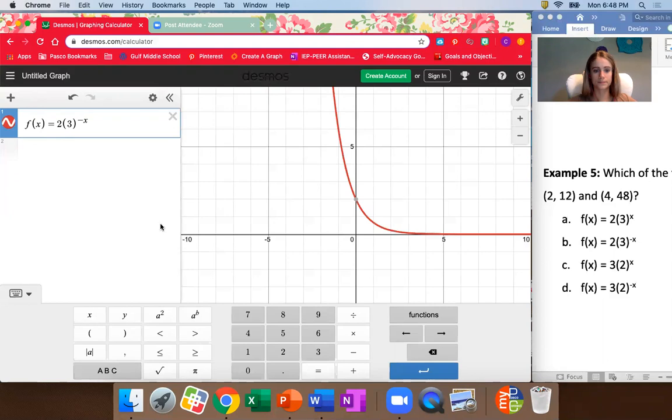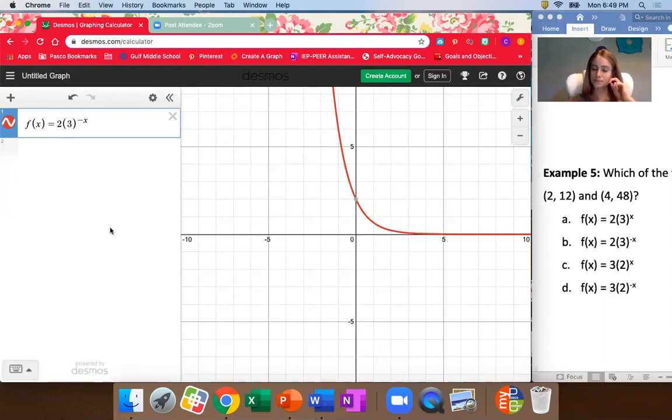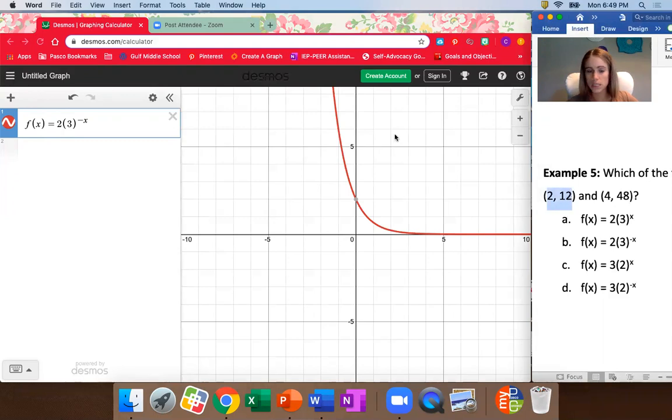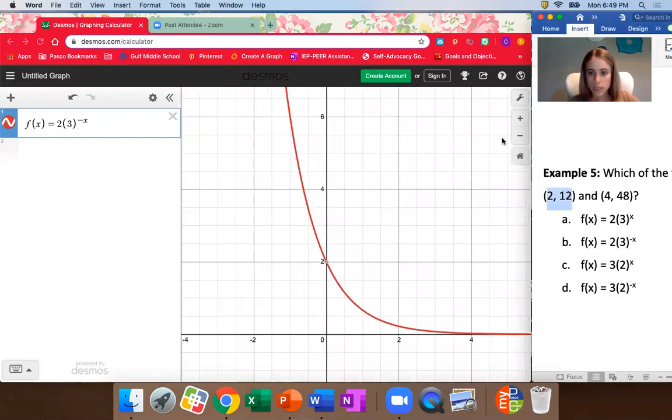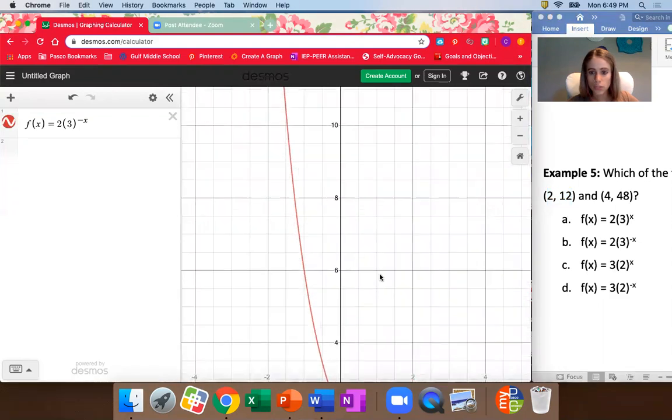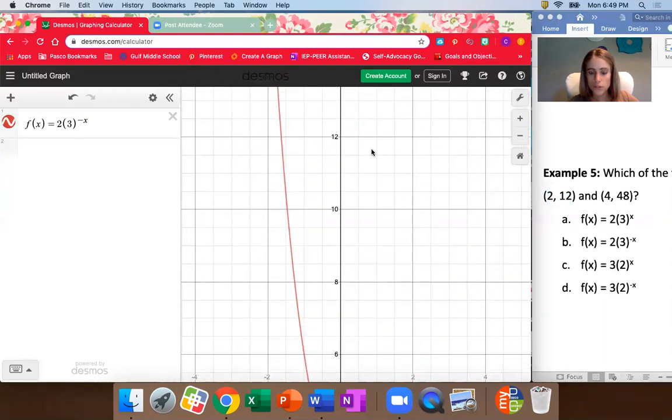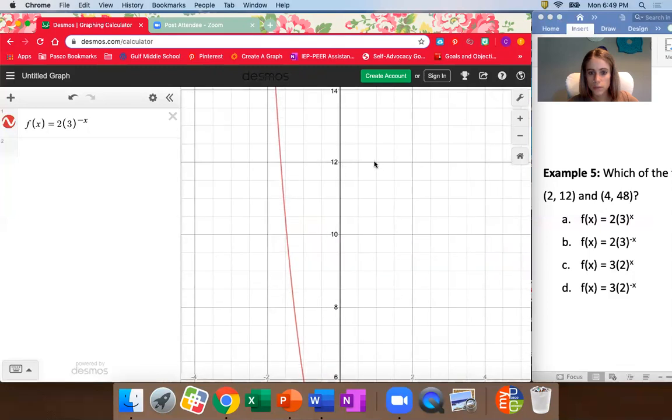Negative x. All right, well, there's my equation. So I'm going to first search for the (2, 12) because that's a smaller point. That's a little bit easier. So we're going to have to scroll on here. Over 2, up 12. Well, that would be right here. At the 12, yeah, so does that work? Does this exponential function go through the ordered pair (2, 12)? It does not, because the ordered pair (2, 12) would have been right here.